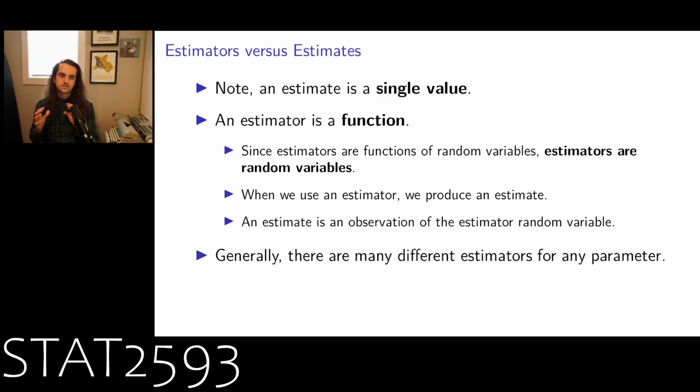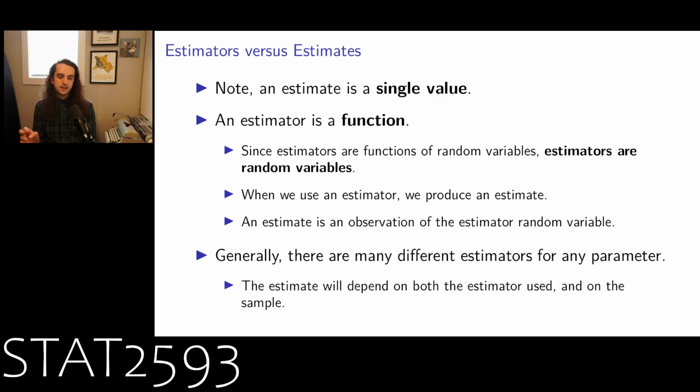Now, there's going to typically be many different estimators for any parameter of interest. There's going to be many different functions that will allow us to produce estimates about the parameter of interest. And the estimate that we produce is going to depend both on the estimator that we're using and also on the data that we've actually collected, right? So the estimator is just about the procedure. The estimate's going to depend both on that procedure as well as on the actual data that we've ended up collecting.